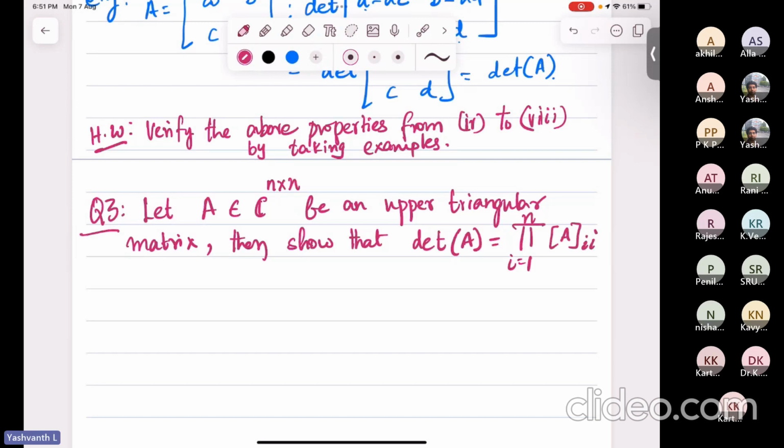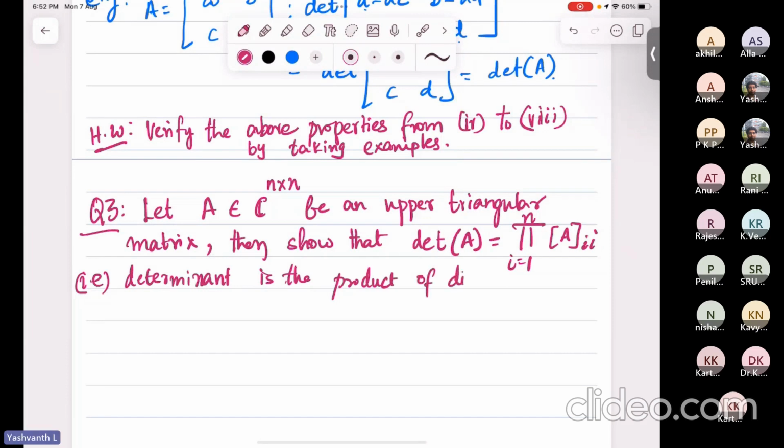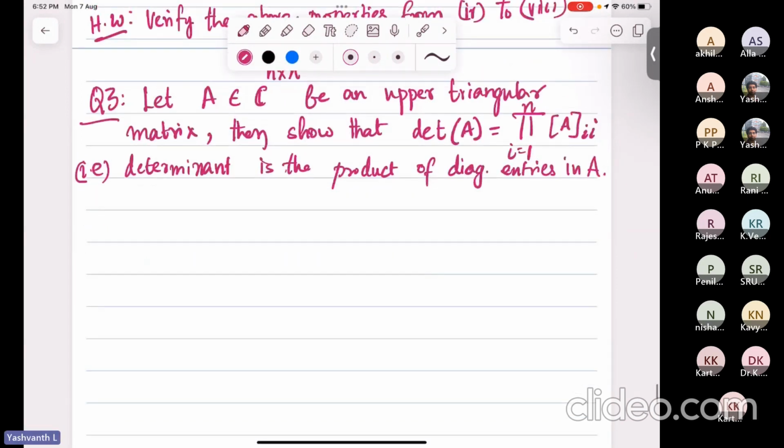That is what I'm trying to say: the determinant of any upper triangular matrix is given by the product of the diagonal entries of the matrix A itself. That is, the determinant is the product of diagonal entries in A. So we will see a short proof along with an example.